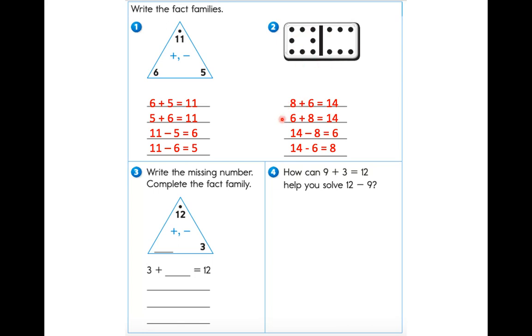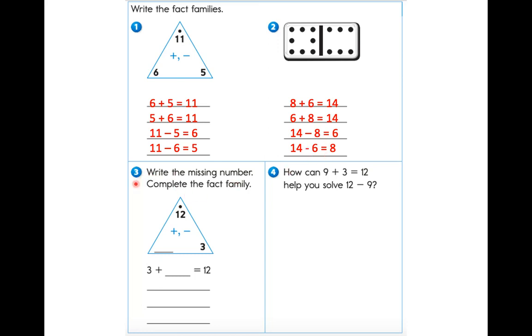Remember, we call that the turnaround rule. It doesn't matter the order of our addends, right? Whether you have 8 first or you have 6 first, they both add up to make 14. And the same for our two subtraction facts in that fact family. 14 minus 8 equals 6. 14 minus 6 equals 8.